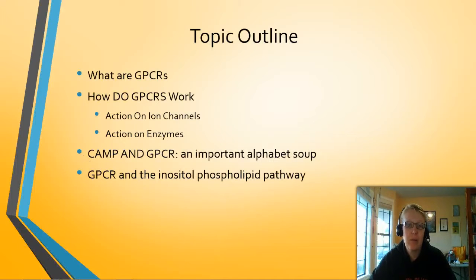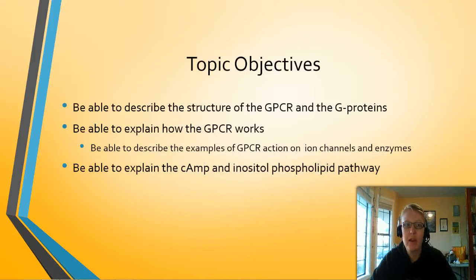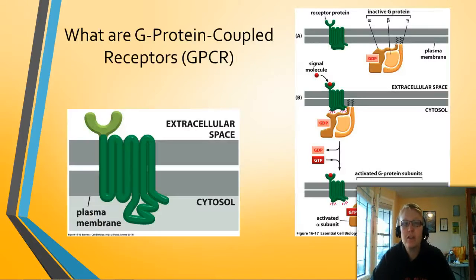So in this topic, we're going to talk about what GPCRs are, what they do, and then we're going to talk about some examples of how GPCRs work. Here are our topic objectives. There's only 4 of them, but they're kind of tricky because they're very broad. I basically need you to know the main processes and the main functions of everything we're going to talk about here with GPCRs. So what is a G protein coupled receptor?